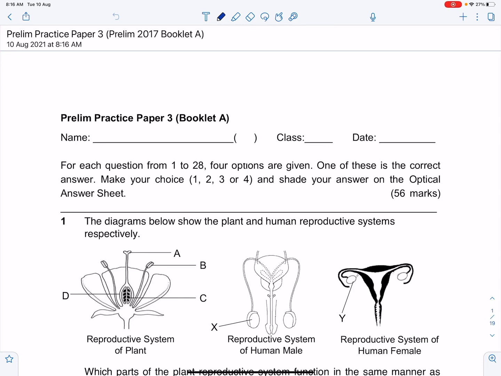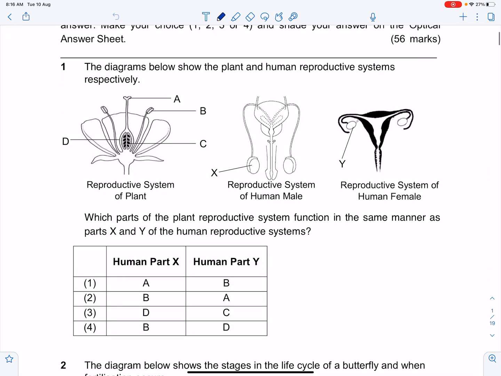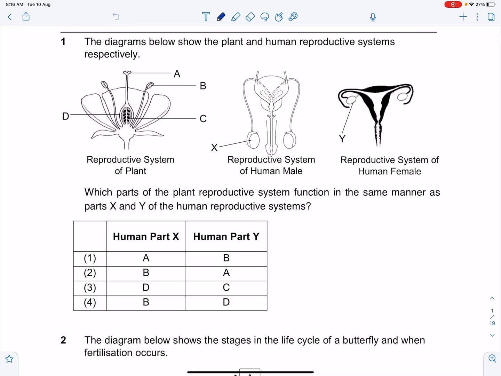Good day. Today we'll be looking at Prelim Practice Paper 3, Booklet A. For the first question, straight off the top, I see the words: the reproductive systems, plant and human.